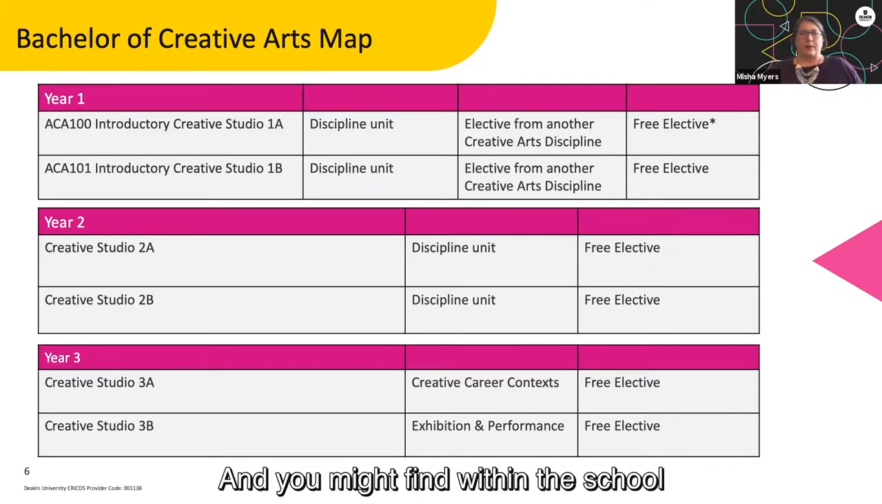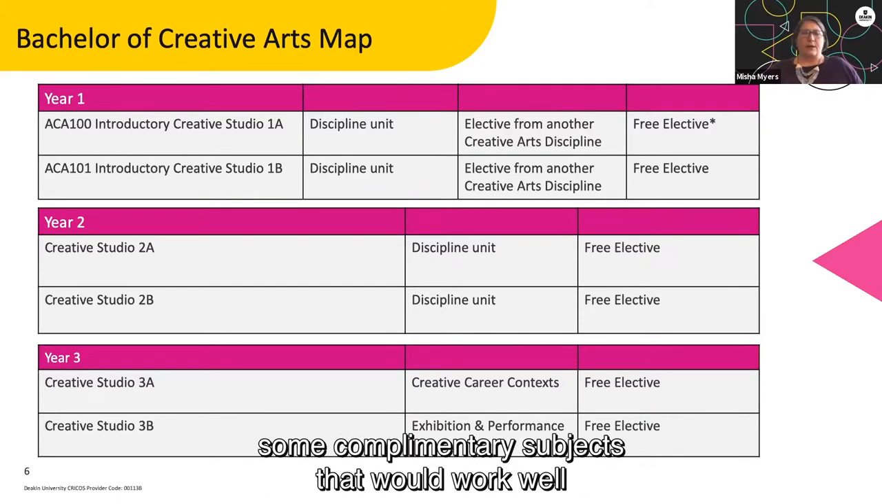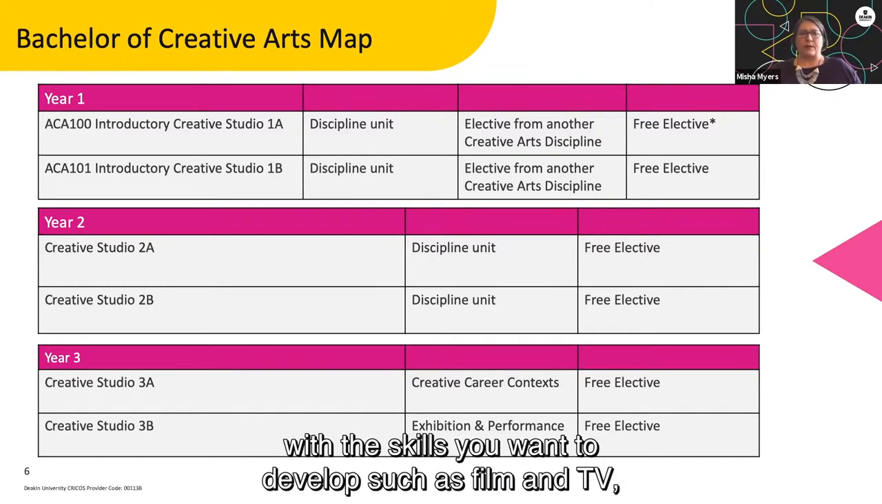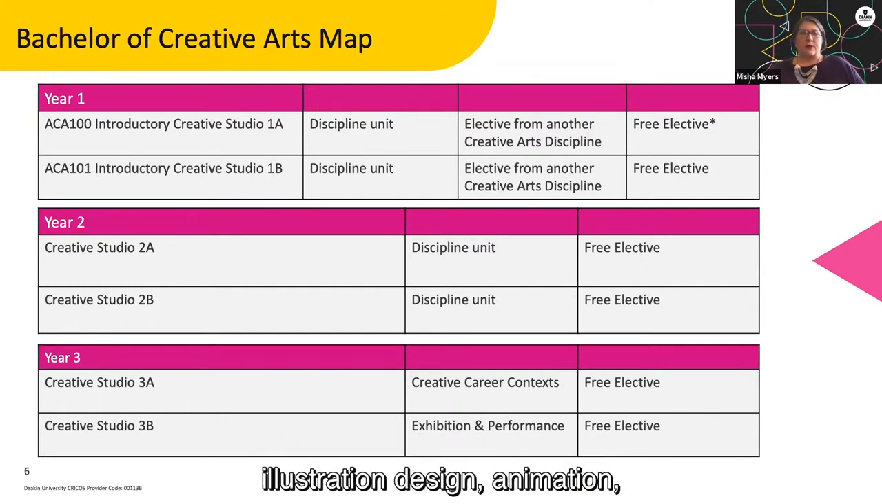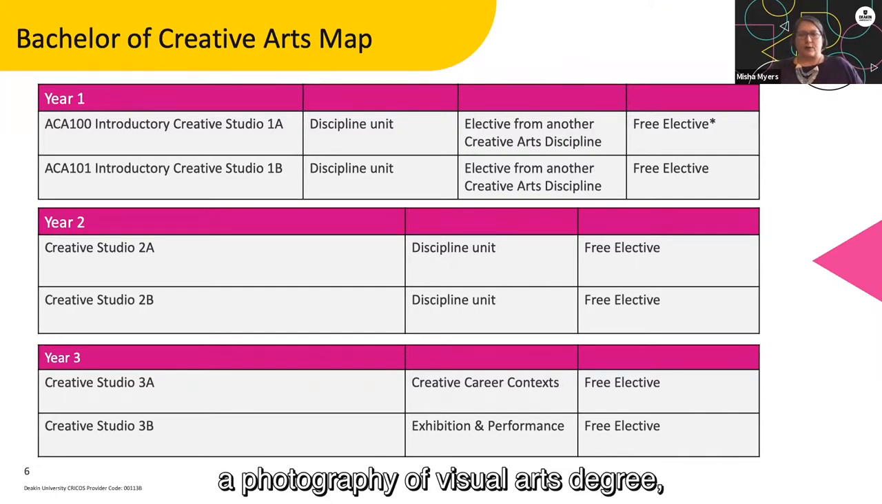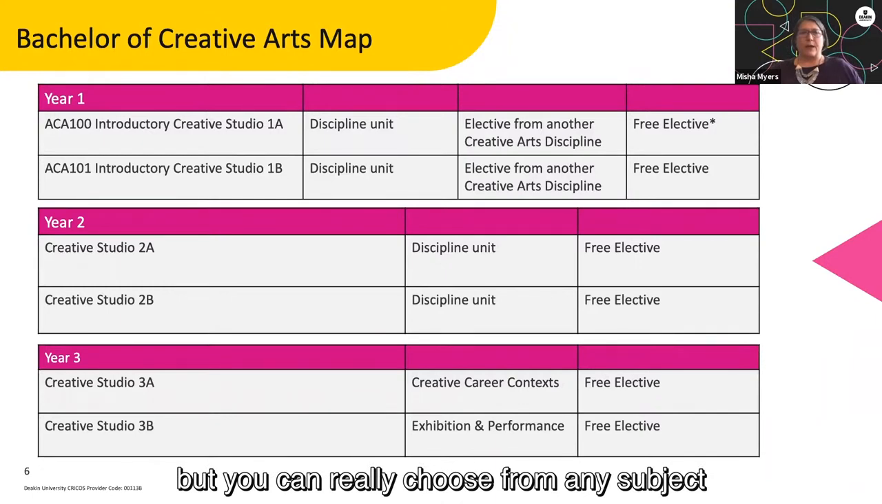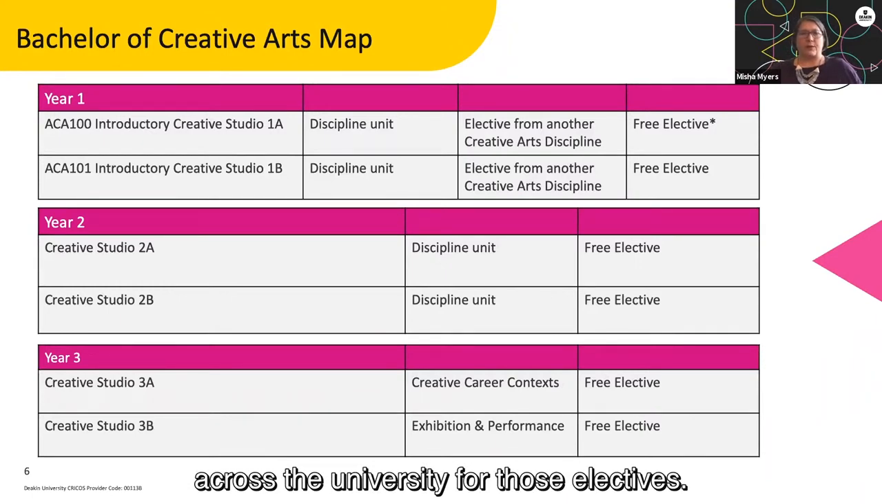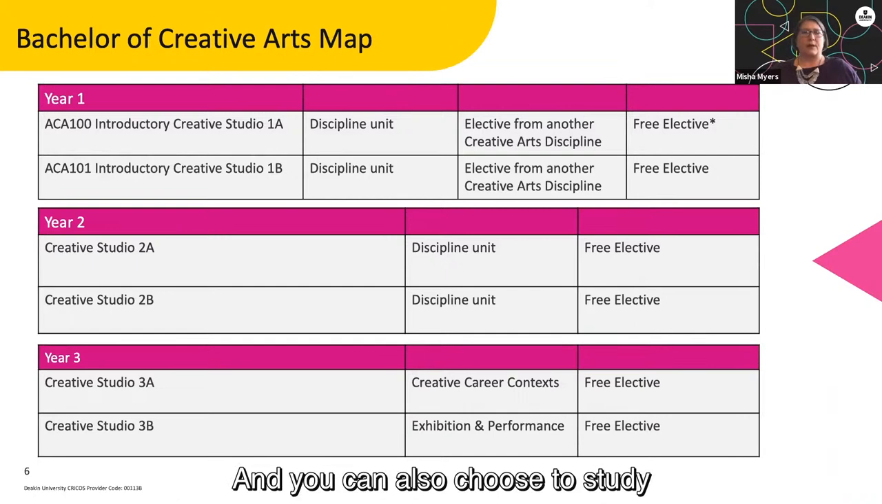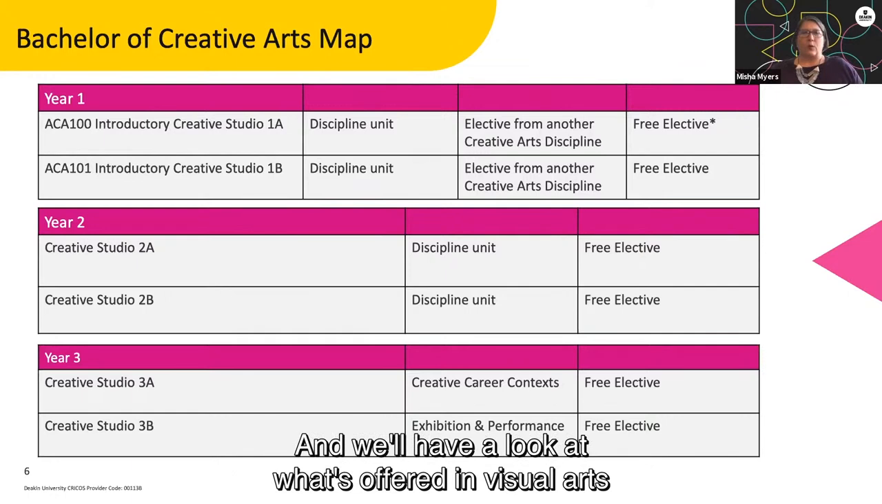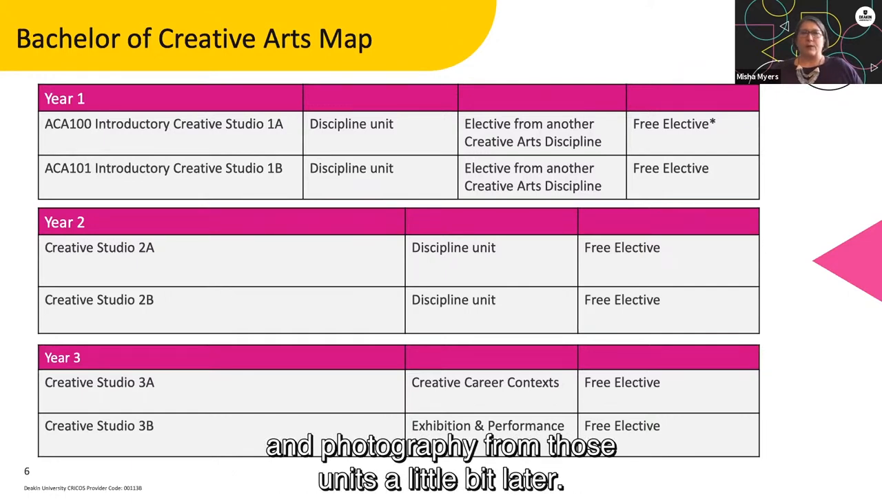And you might find within the School of Communication and Creative Arts some complementary subjects that would work well with the skills you want to develop, such as film and TV, illustration design, animation, which might go well with a photography or visual arts degree. But you can really choose from any subject across the university for those electives. And you can also choose to study more creative arts discipline units.